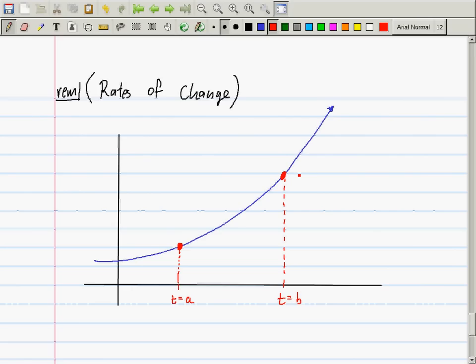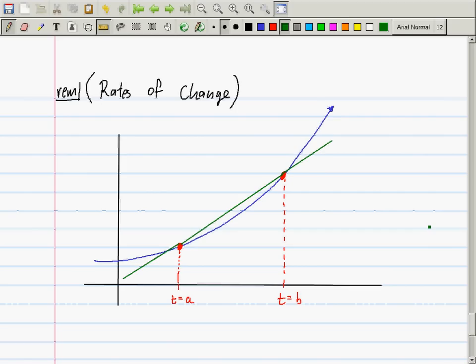Okay, so in between these two points, I can draw a line. When you don't have any physical context, when you just take 2 points on a graph and draw the line in between them, generally speaking, that line is called the secant line. So specifically, I'm going to draw now the secant line. Right, something like this.